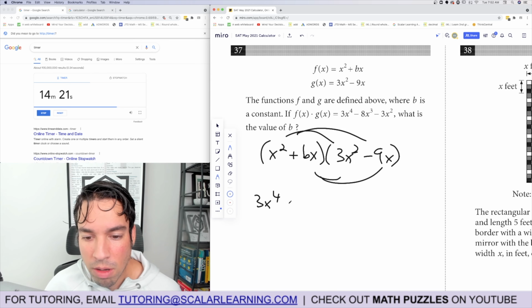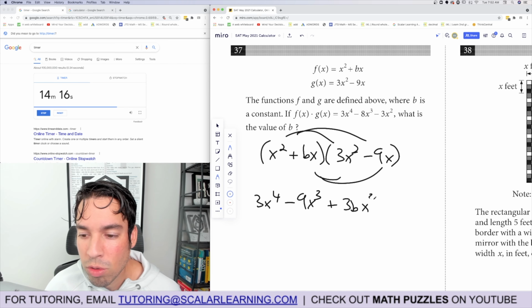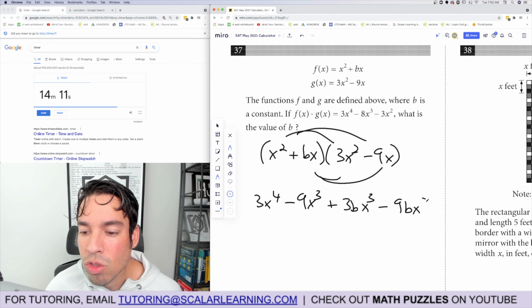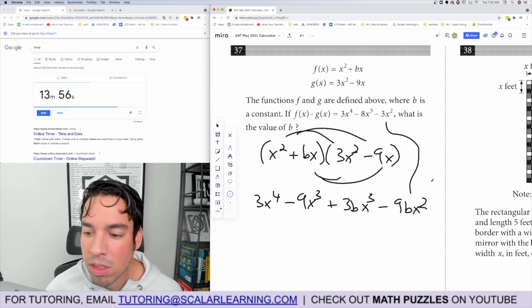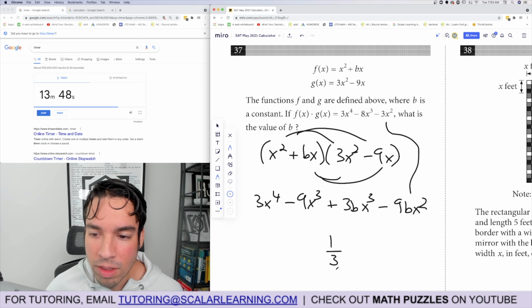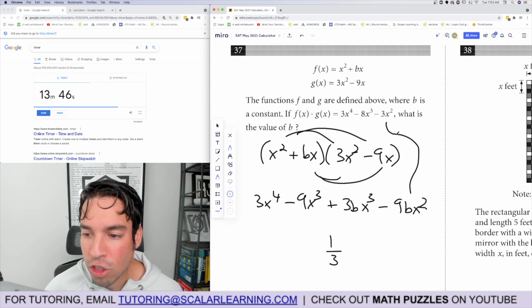3x to the fourth minus 9x cubed plus 3bx cubed minus 9bx squared. Make sure I didn't make any mistakes. 3x to the fourth, negative 9x cubed plus 3bx cubed minus 9. Okay, so the first thing is the squared term, of course, matches with this. The quartic terms match, but that doesn't help us. And in order for this to equal that, I already know b's got to be 1/3. It has to be. And that's just for these two to match, so we're done.